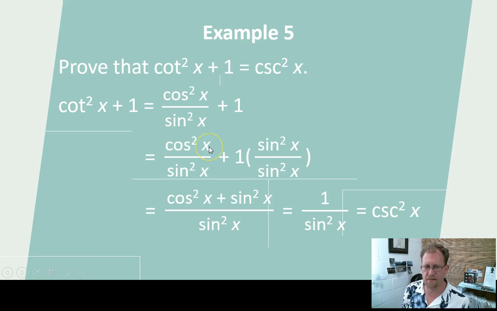Cosine squared x plus sine squared x all over sine squared x. That's what I have here. Now remember what cosine squared x plus sine squared x is. It always is 1. That's the first way we started this lesson. So I can just simplify this to 1. Now I have 1 over the sine squared of x. What's the reciprocal of a sine? Cosecant. So a cosecant squared of x.